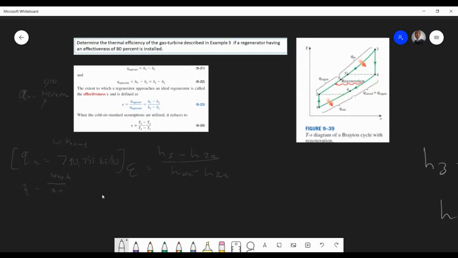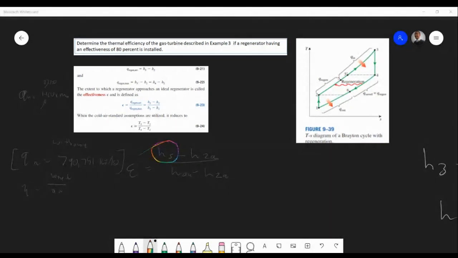Okay, so the effectiveness is 80%. I want you guys to work out H5 for me now. This is the variable in question. You've got the effectiveness. Effectiveness is essentially the efficiency of the heat exchanger. I can unpack that if you really want, but I don't want to add it in because it's providing another set of analysis. Okay, I'll give you guys around 2 minutes.